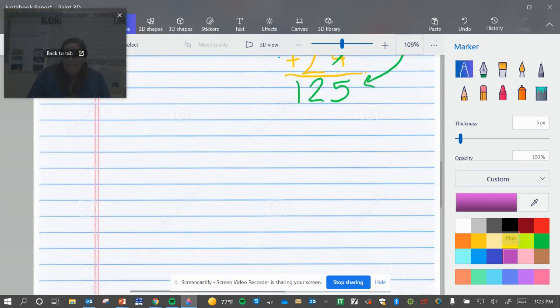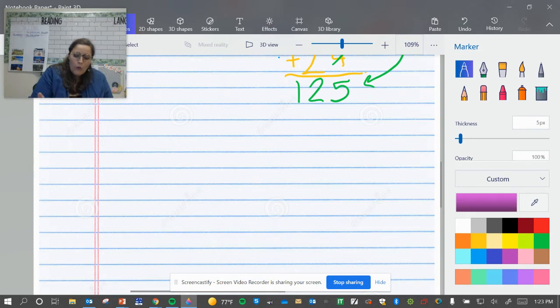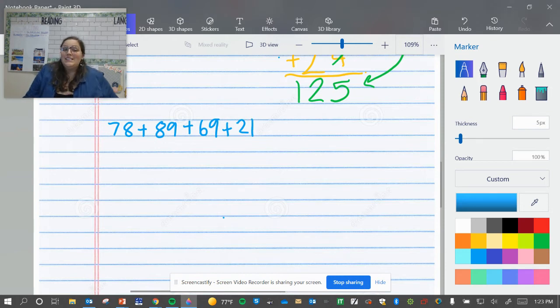Okay, let's do another one where we're adding 4 numbers. Are you ready? What if I have 78 plus 89 plus 69? Oh, plus 1 more, sorry, plus 21. Now, still doing the same thing, still lining them all up, but we're going to have to line all of them up this time. So we're going to do 78. Right underneath, we're going to have 89. Right underneath, 69. And right underneath, we have 21.